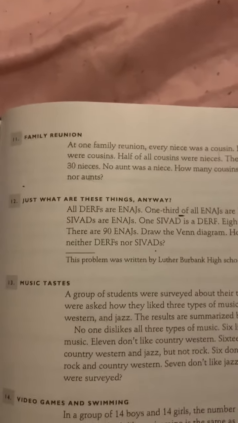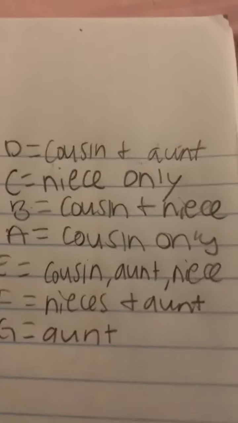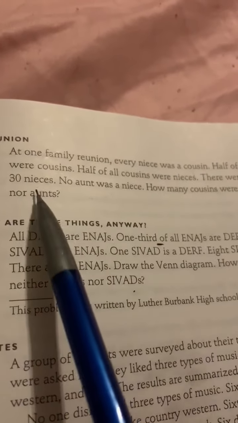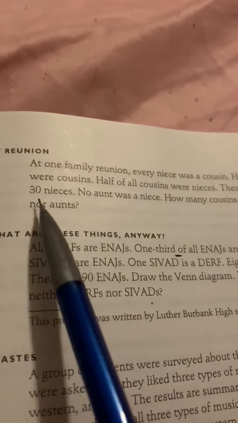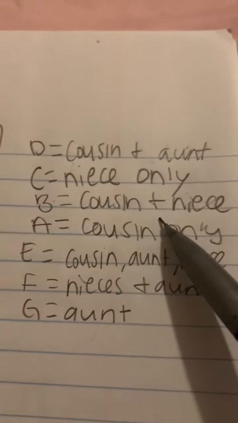All right, I had POD number 11, family reunion. I started by making an answer key so I wouldn't get confused when I was doing the problem. So we started the problem with, at one family reunion, every niece was a cousin. So I skipped down, and I figured out that there were 30 nieces total. So I knew that the column that said niece and cousin, which is B, should be 30.